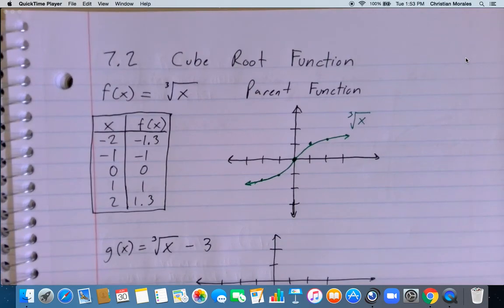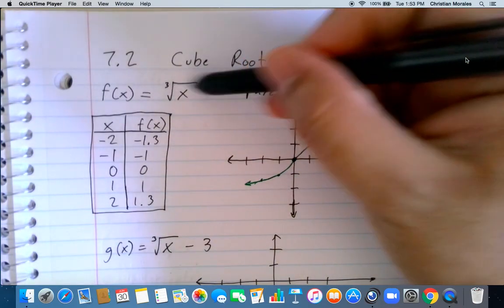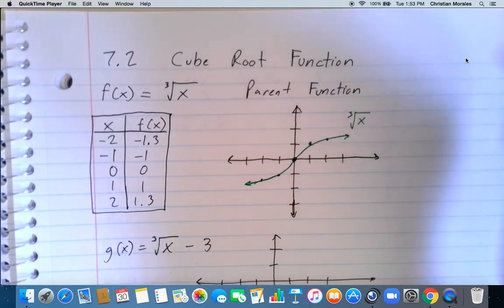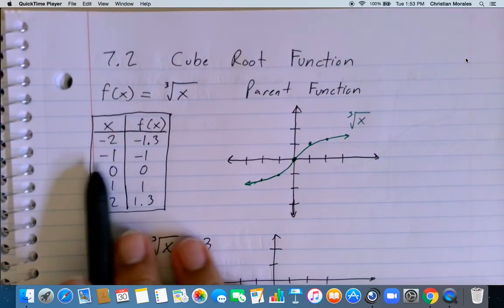Okay, part 2, cube root functions. So basically the difference between this and the square root is the power of the function. We're using the third power for the root. So this is called the cube root. When you put these numbers in here, they're not nearly as big as from the square.